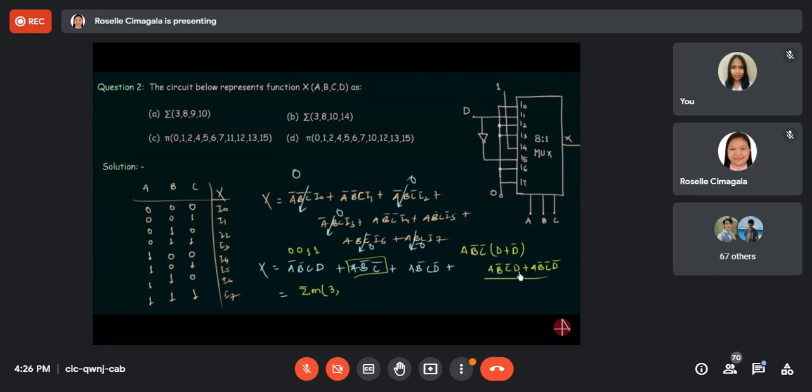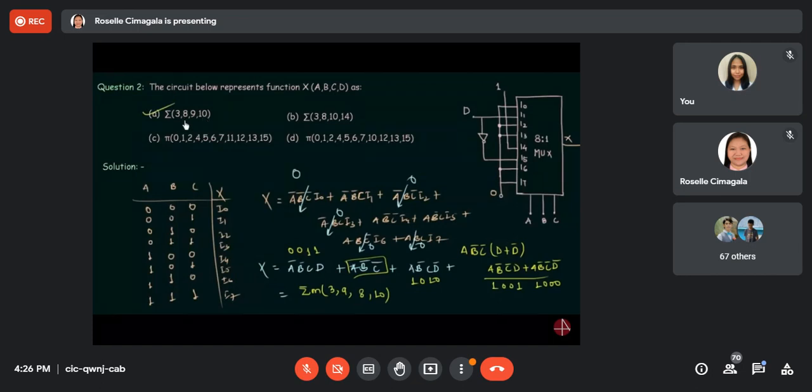So I'm having A B complement C complement D. It means 1 0 0 1, and this is what? 8 plus 1 is 9. So 9 is also my minterm. And A B complement C complement D complement, it means 1 0 0 0. It means 8. And A B complement C D complement, it means 1 0 1 0. This is definitely 8 plus 2, my 10. So in terms of min terms, I'm having 3, 9, 8, 10.